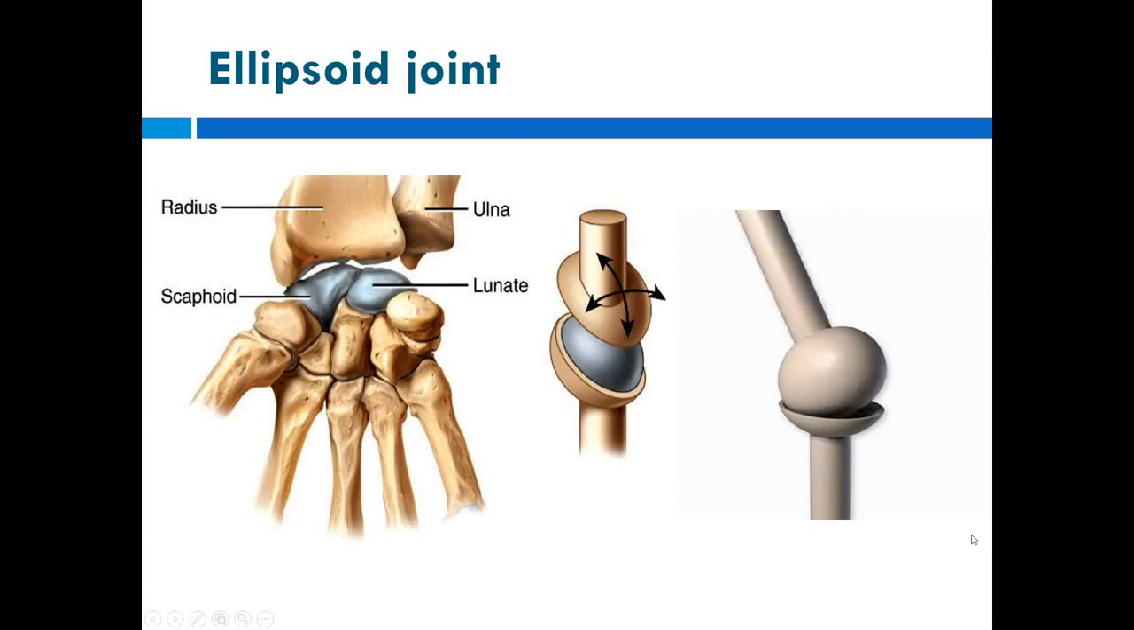In this picture and animation we can understand that one surface is convex and another surface is concave, allowing two axes of movement. We can see the movement of the two axes. Rotatory movement, shown over here, is not that significant, whereas it is very common in the ball and socket type of synovial joint. Again, in the wrist joint we can see the scaphoid and the lunate and the lower surface of the radius. This is an ellipsoid variety of synovial joint.